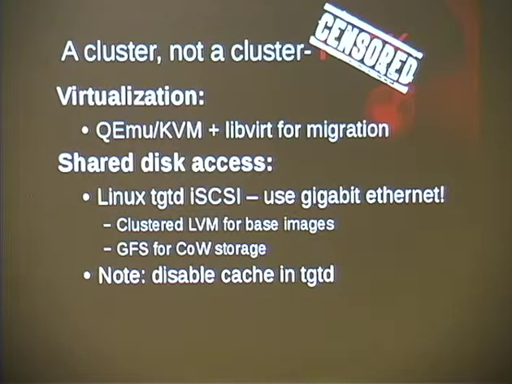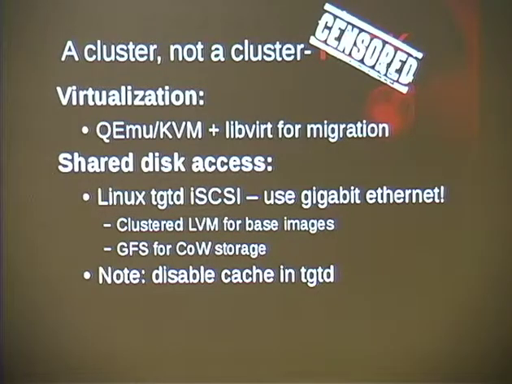Again, clustered LVM for putting the disk images in there, and GFS for the cloud storage, copy-on-write storage. GFS is Global File System. It's basically a block file system that you export as a disk image, and you can concurrently read and write to that file system. It's journaled between all the systems that are on it. When you create the file system, it's got a set number of journals on there, so you can only have that many systems reading and writing to it at the same time.